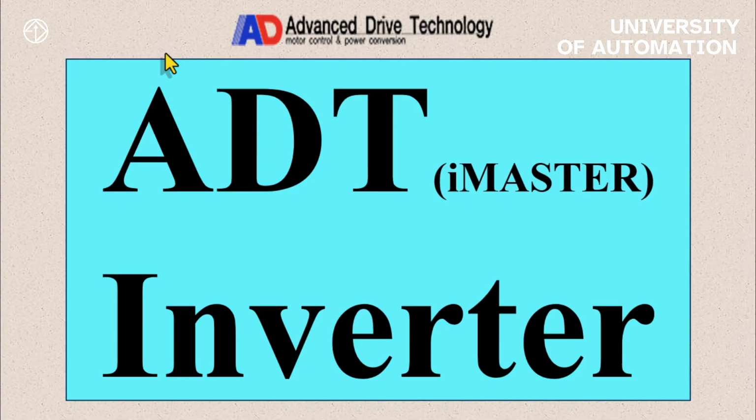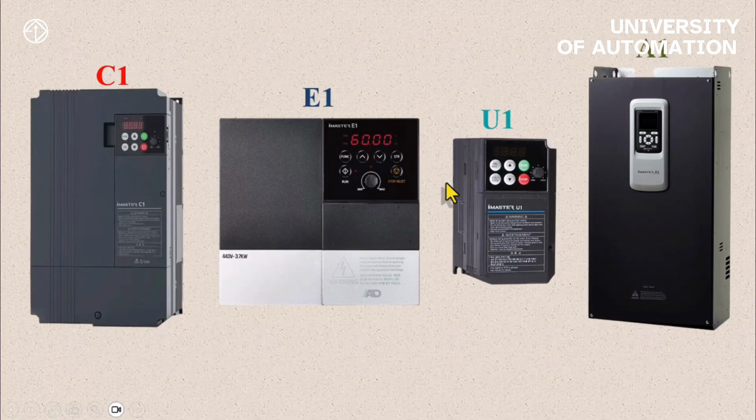The iMaster brand, or ADT, has 4 types of inverters: the A1 model inverter, the U1 model inverter, E1 and C1. Let's get to know each of these inverters better.